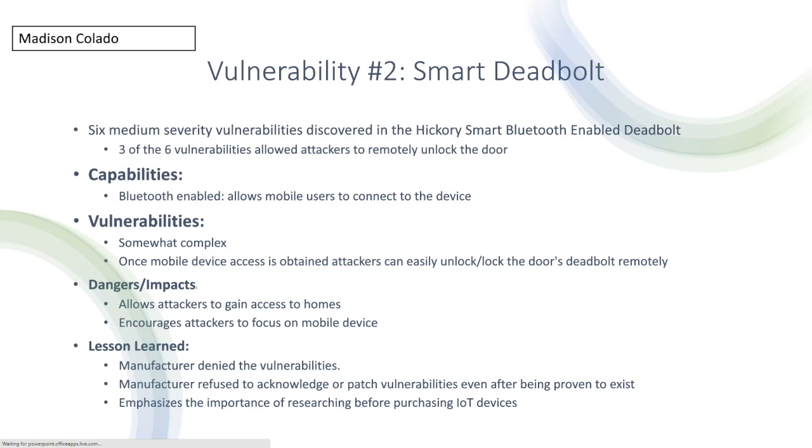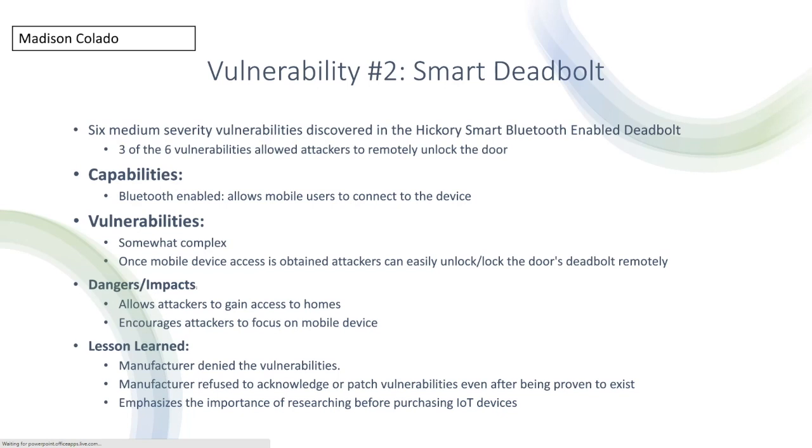The vulnerabilities discovered are somewhat complex because it requires attackers to gain access to the mobile phone instead of the doorbell. However, once access to the mobile device is obtained, attackers are easily able to remotely control the door's deadbolt. The danger of this exploit is that it allows attackers to gain access to homes, and it encourages attackers to focus on exploiting end users' mobile devices.